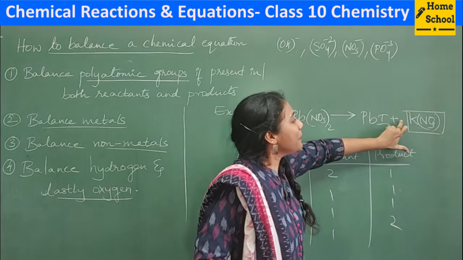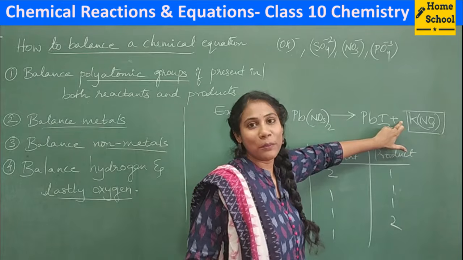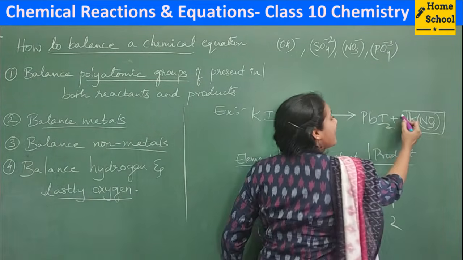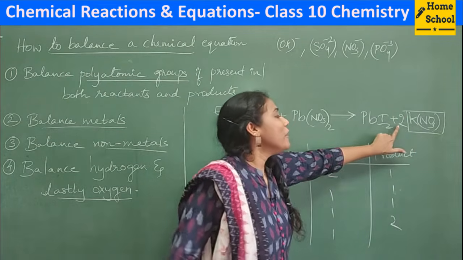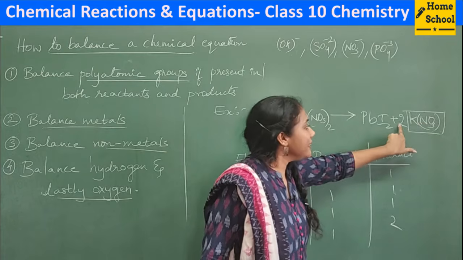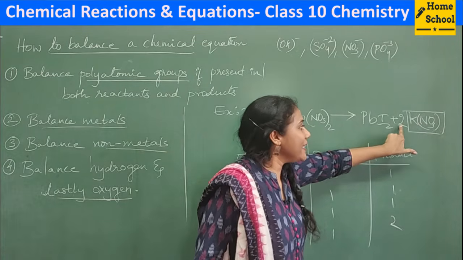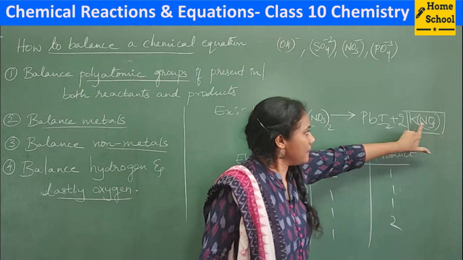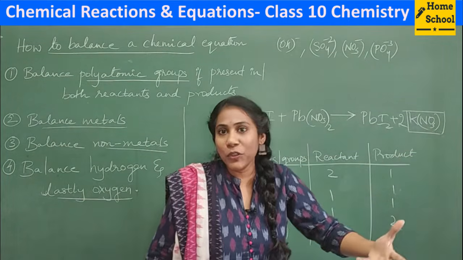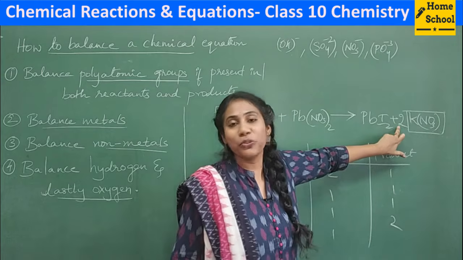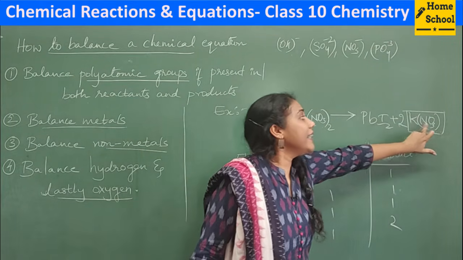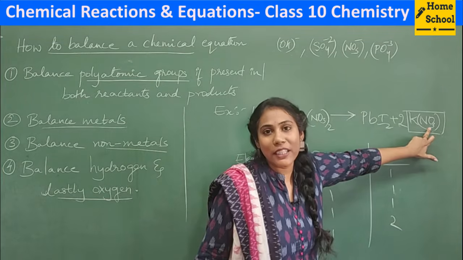So you should start putting digits before the formula. If you put 1, no use. So start putting with 2. First put the 2. If you put 2 here, then this 2 belongs to potassium. It means that there are 2 potassium atoms and there are 2 NO3 groups. Do you want 2 NO3 groups? Yes, so we have put 2 here. Now, this 2 belongs to this K and this 2 belongs to NO3 also.